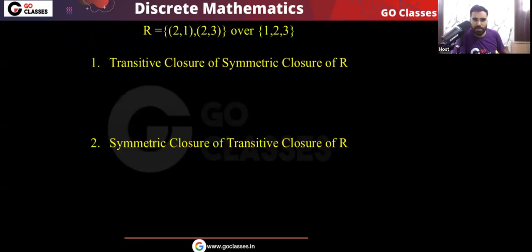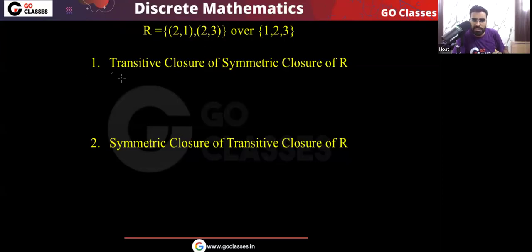Let me give you one example. Consider this relation R over the set {1, 2, 3}. This is the base set over which we are defining the relation R. In the relation R, we have two elements. In a relation, every element is an ordered pair, as you already know. This is one element, (2, 1), and this is another element, (2, 3). Okay.